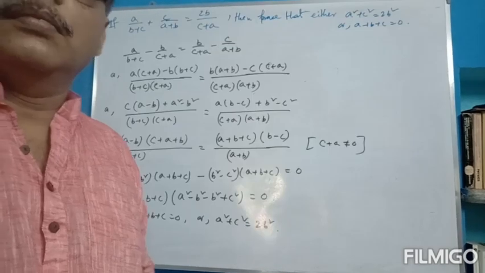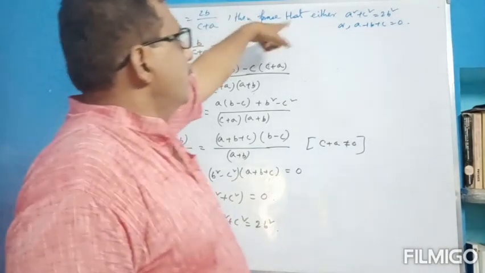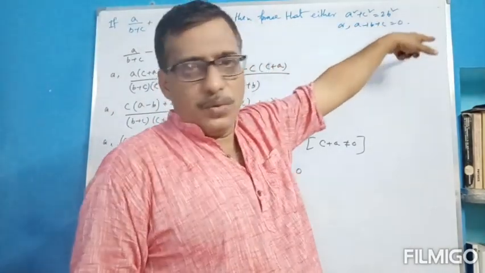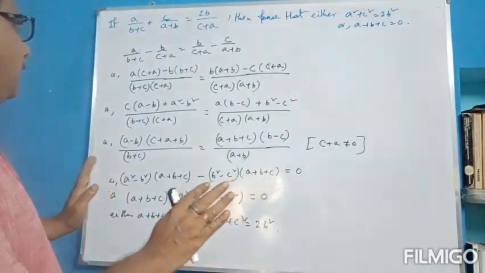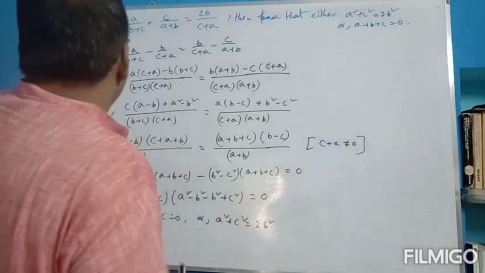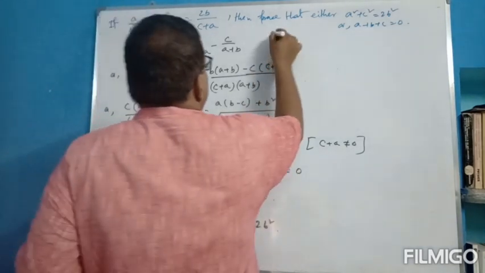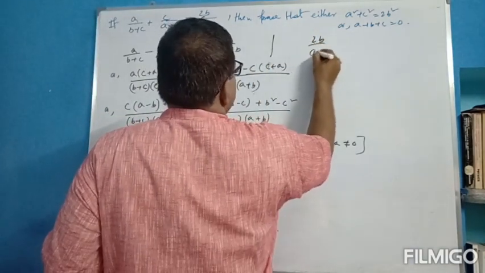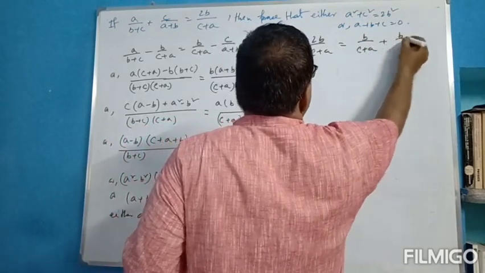Next question. If a by (b plus c) is equal to 2 by (c plus a)... more precisely, if a by b plus c by (a plus b) is equal to 2 by (c plus a), then prove that either a square plus c square is equal to 2b square, or a plus b plus c is equal to 0. I think it is easier than the previous one. Take a by (b plus c) first; the 2 by (c plus a) can be written as b by (c plus a) plus b by (c plus a).